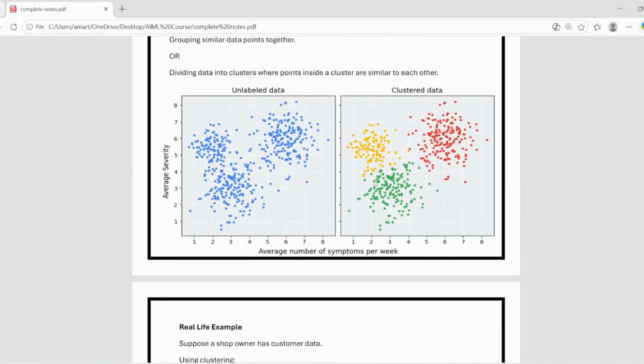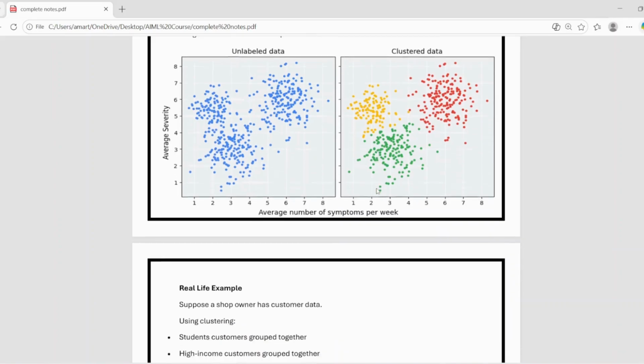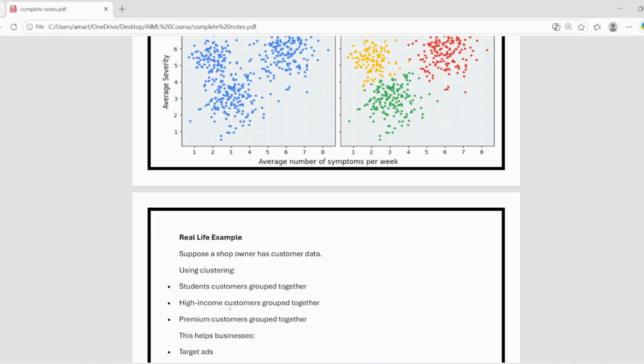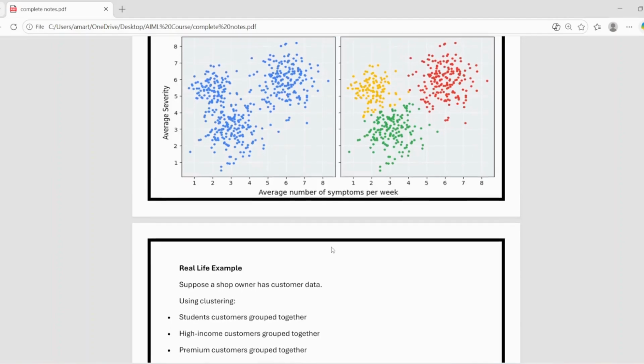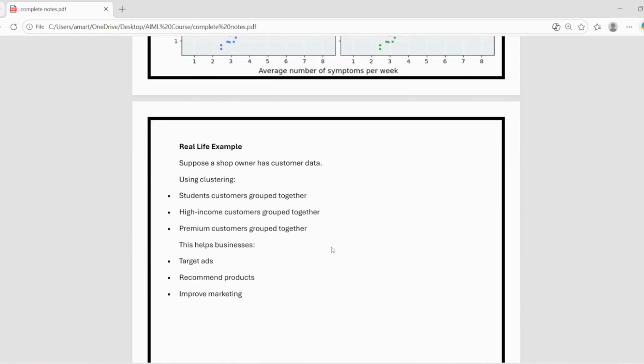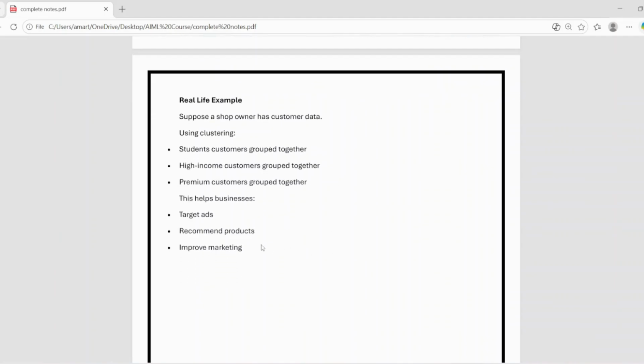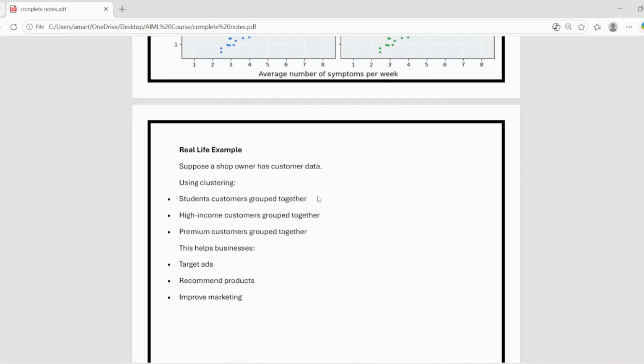Suppose this is a graph. We got three different types of clusters, three different categories: student customers, high income customers, and premium customers. We grouped them together. And this will help the business in targeting ads, recommending products, and improving marketing. So this is a real life example of how we can use clustering.